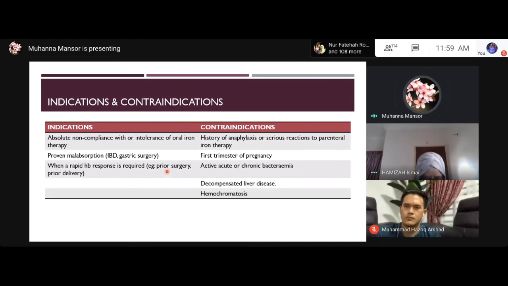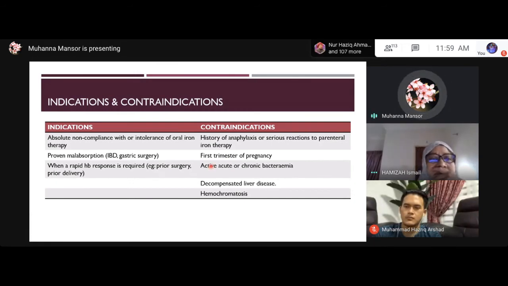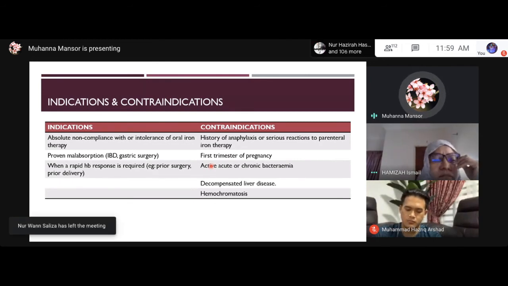So the contraindications that I would like to highlight: first is the first trimester, because based on my reading, and I'm not sure whether there's new research coming up, we still don't have any safety profile for the first trimester of pregnancy use of parenteral iron.